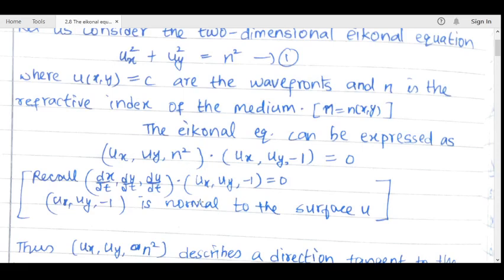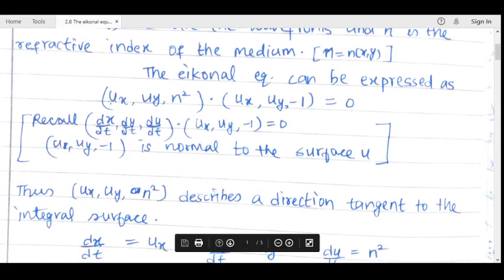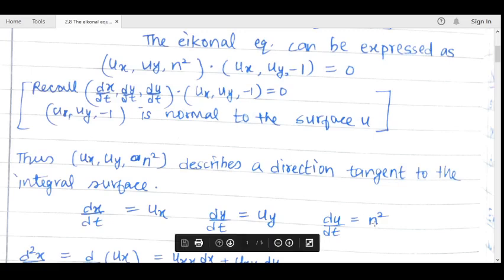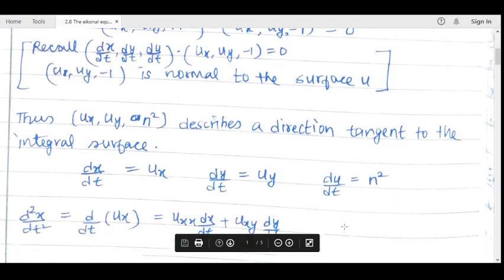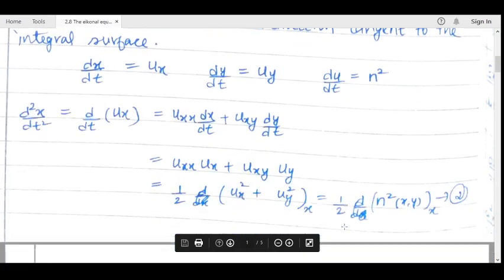So from this we can conclude that dx by dt should be ux, dy by dt should be uy, and du by dt should be n square, because this vector is tangent to the surface. Now since we do not know what u is, and our aim is to solve for u, we will differentiate this once again so that we get an equation independent of u.